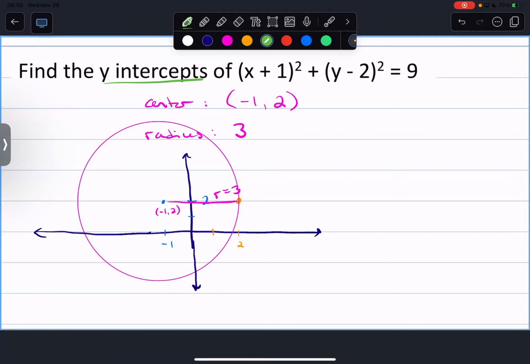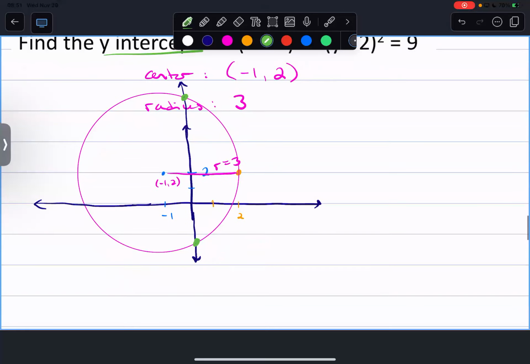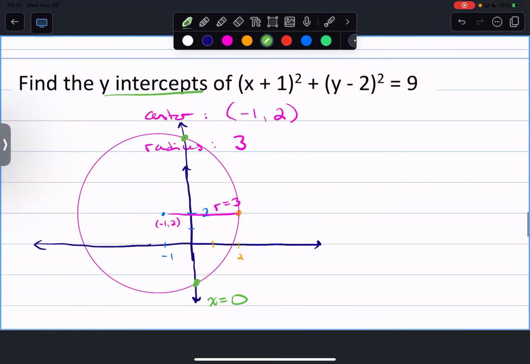So we want the y-intercepts, which means I have to extend this a little bit. So here and here are my y-intercepts. At my y-intercepts, I know that x must be 0. That's nice. So I have the equation of my circle, and so what can I do? I can plug in x equals 0 and solve for y.